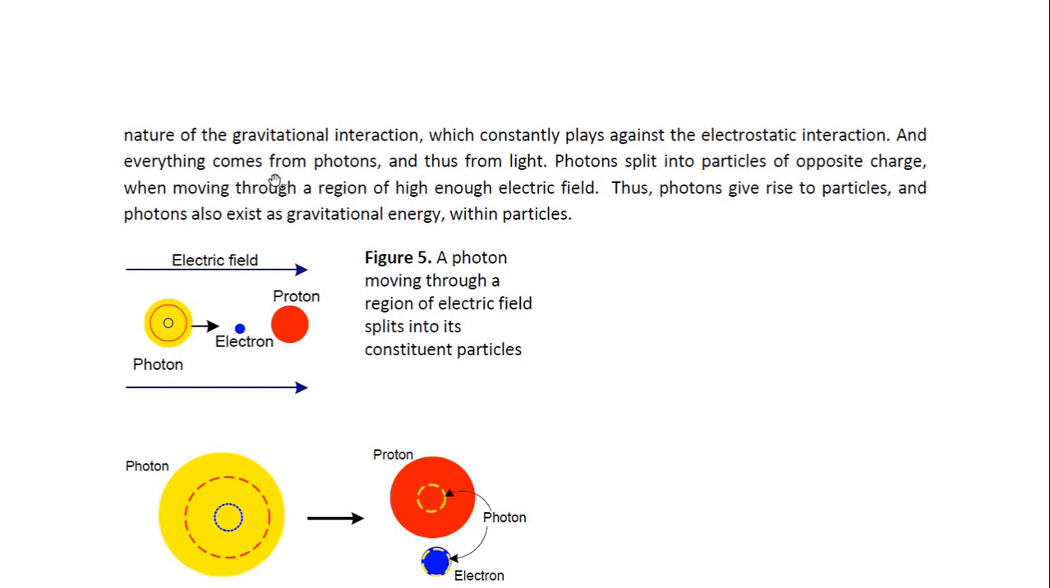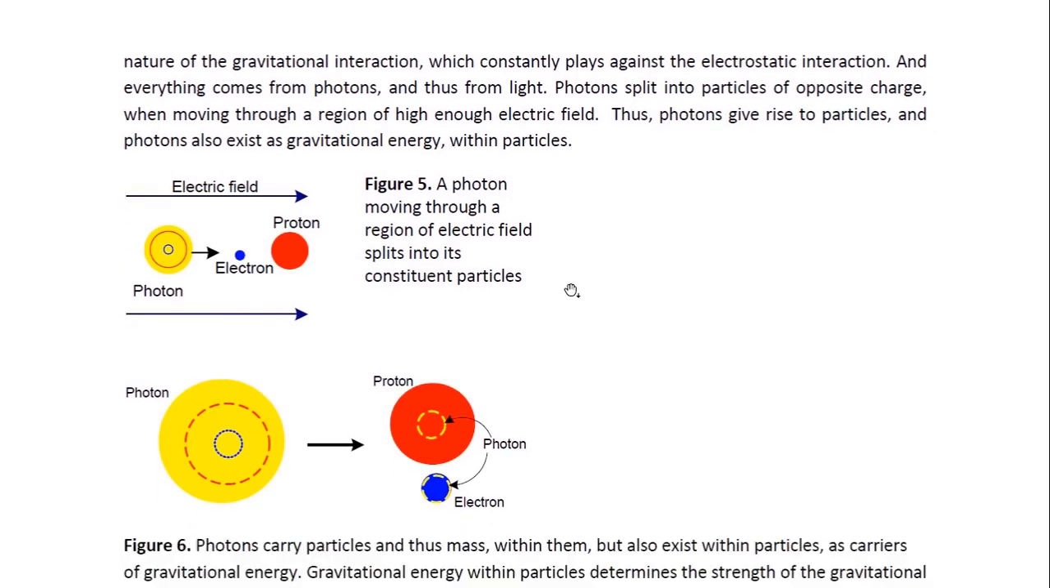And everything actually comes from photons and thus from light. Photons split into particles of opposite charge when moving through a region of high enough electric field. Thus, photons give rise to particles, and photons also exist as gravitational energy within particles. And this is illustrated in this image.